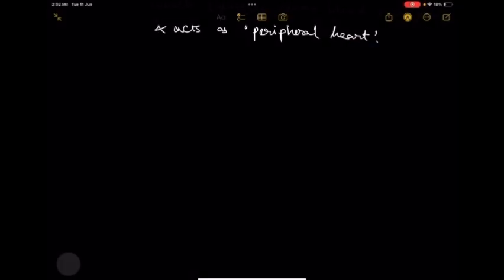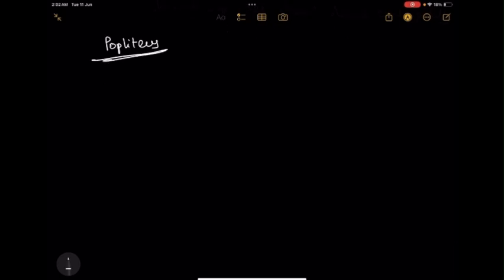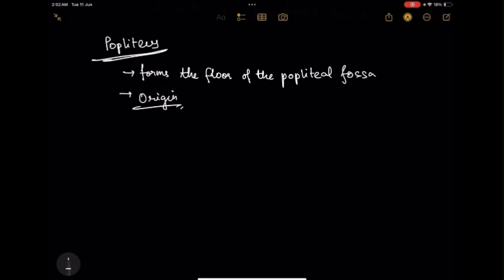So now we are going to have a short discussion on the popliteus muscle. Since I was talking about popliteus, let us include it. One important point: the muscle forms the floor of the popliteal fossa. In the video on popliteal fossa, we will discuss more about the popliteal fossa, its floor and its contents. What is the origin of the muscle? Intracapsular, capsule of which one? The capsule of the knee joint.